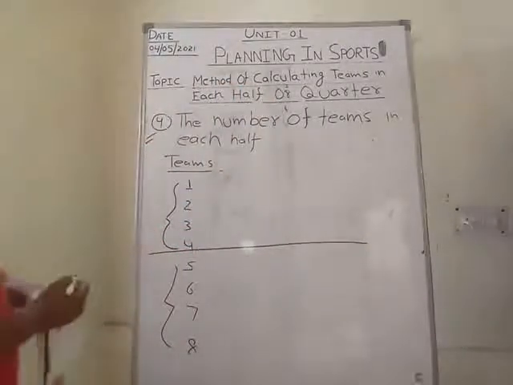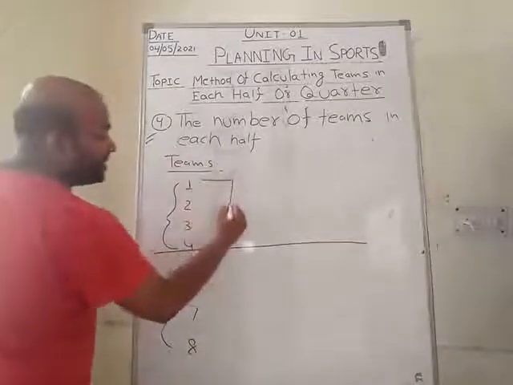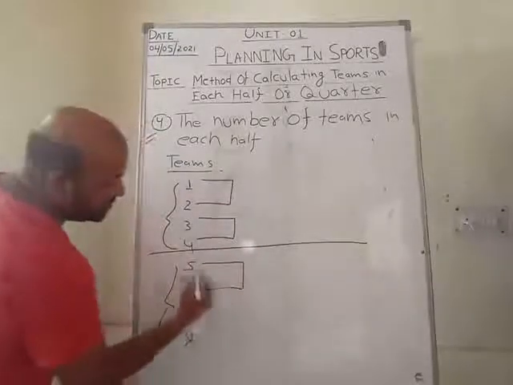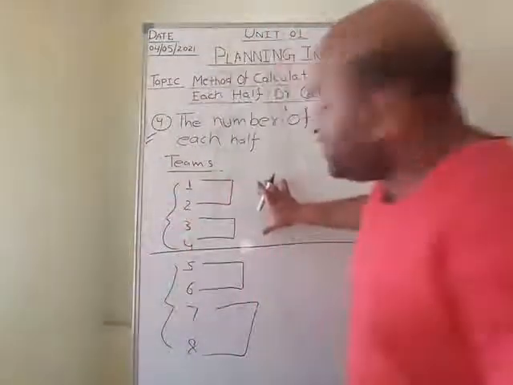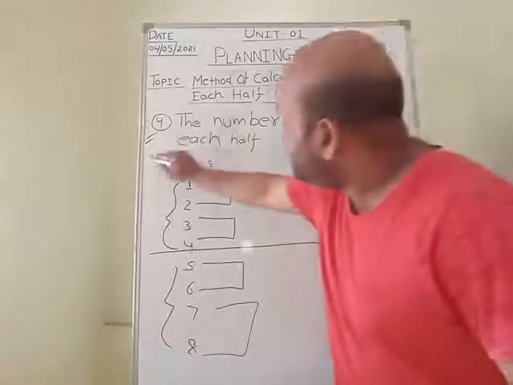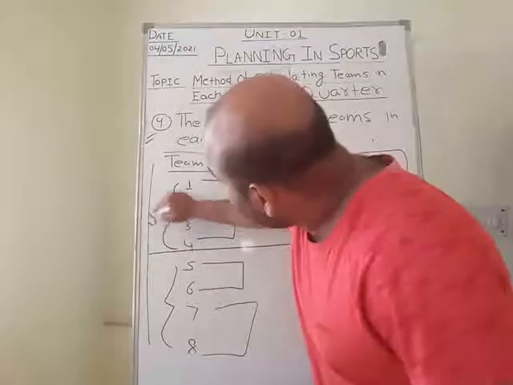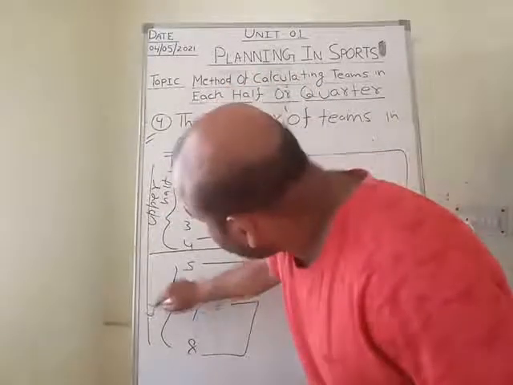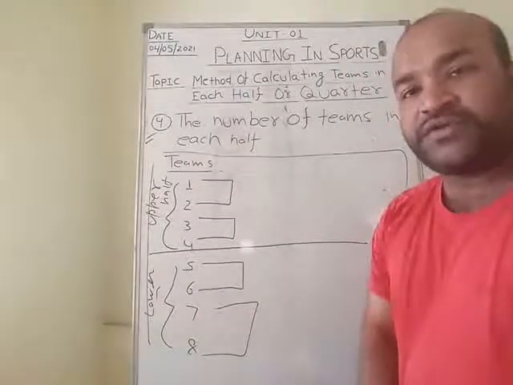The teams in a fixture: first fights second team, third fights fourth team, fifth fights sixth team, seventh fights eighth team. This is the upper half and lower half. These are all fixtures. In the fixtures, this is the upper half and lower half. Okay, student?